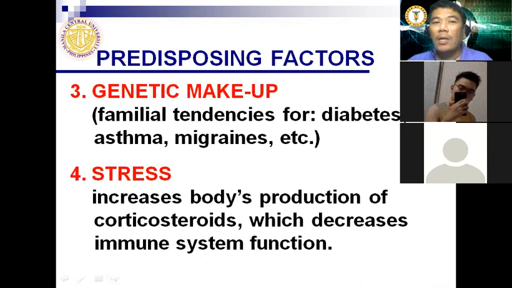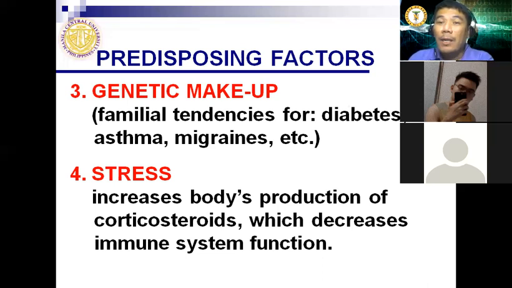On the other hand, genetic makeup predisposes, as what I've told you, if the client's family has problems with asthma or diabetes, so genetically it could be inherited. For stress, class, you could be predisposed to system dysfunction. Why? Because we all know that stress may cause a sympathetic response and eventually decreased immune system function.